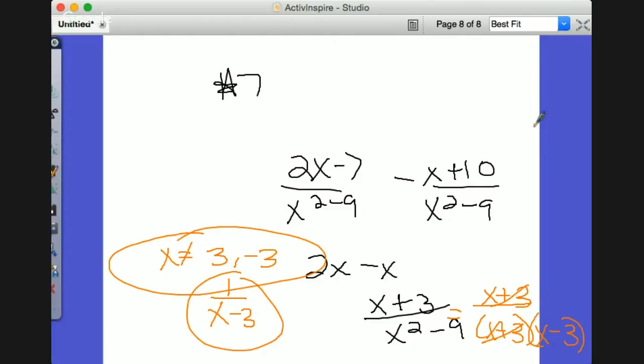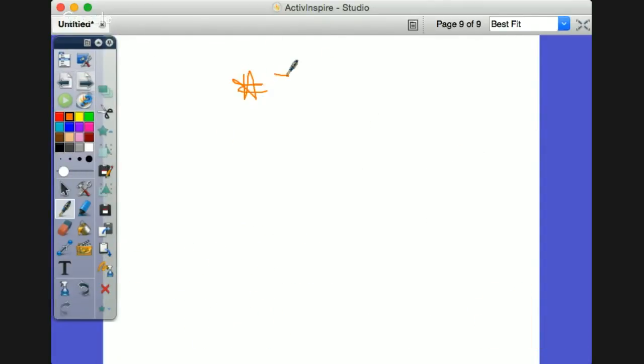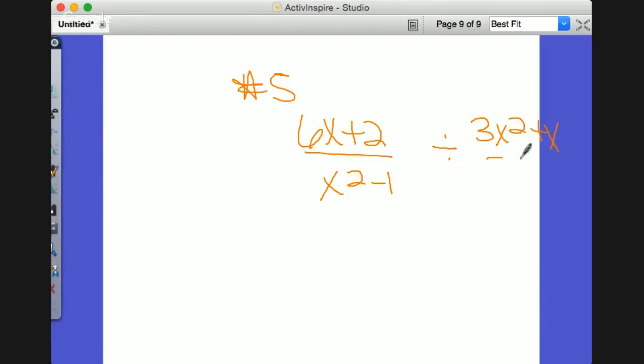Number 5. All right, let's do number 5. 6x plus 2 over x squared minus 1, and then we divide by 3x squared plus x all over x minus 1.